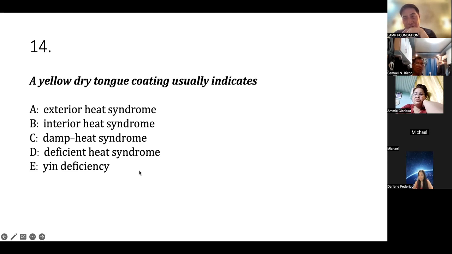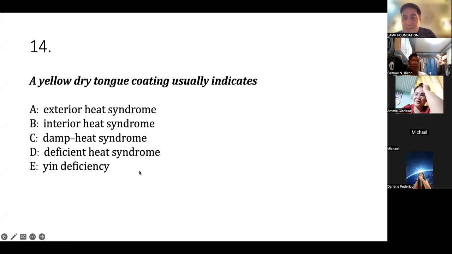Red. No coating na, Doc. Ang tanong ko, anong kulay ng tongue? Red. Red na siya. Hindi na siya yin deficiency lang. Meron na siyang empty heat. Can you follow? So deficient heat syndrome, red na talaga ang tongue.